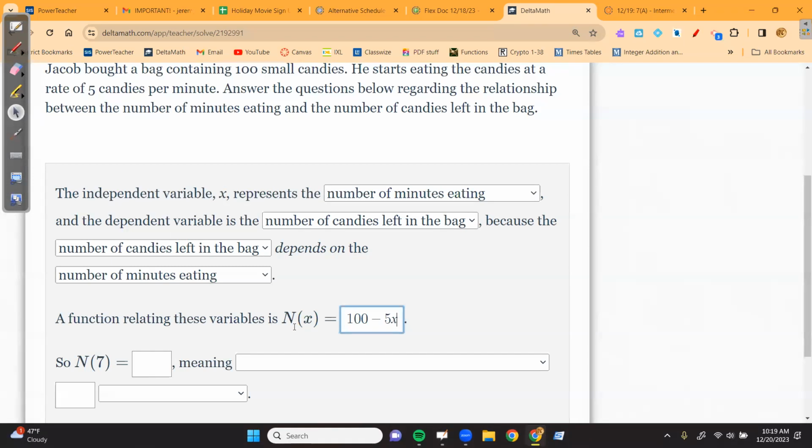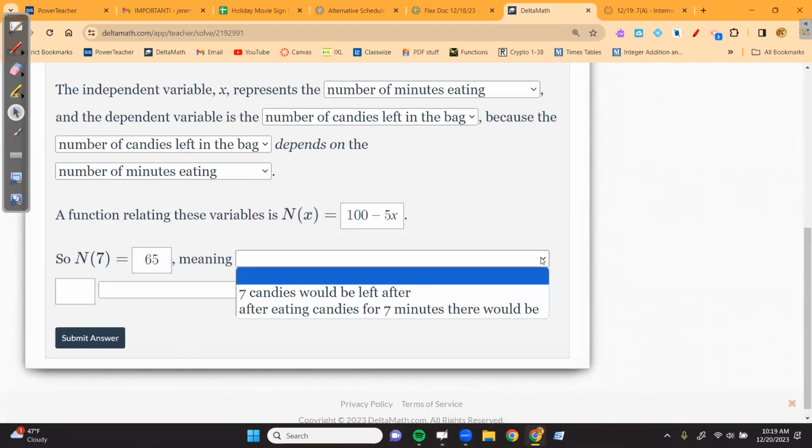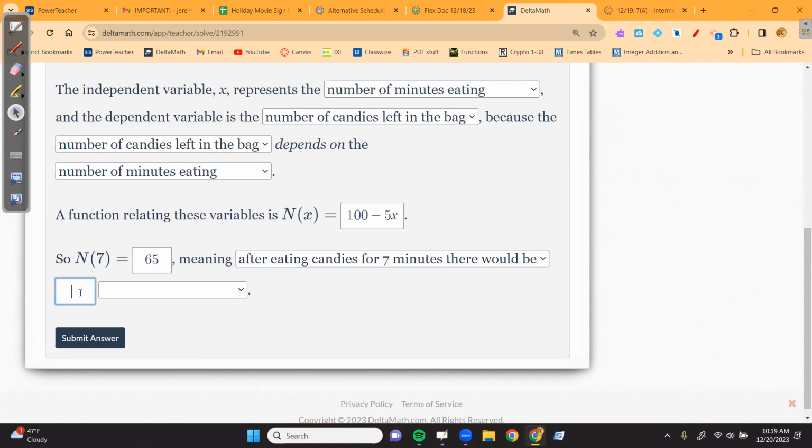So Jacob ate candies for 7 minutes. He's going to have a bellyache. What's 100 minus 5 times 7? What's 100 minus 35? 65 is perfecto. Meaning, after eating candies for 7 minutes, there would be 65 candies left in the bag.